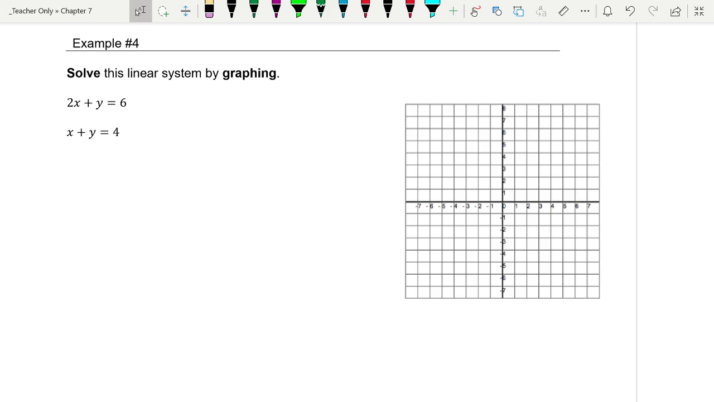Okay, let me try to catch up to you now. 2x. Here's another one where x's coefficient and y's coefficient are both factors of 6. So I know that if I do intercepts, I will get whole numbers. So when x is 0, y is 6. When y is 0, x is 3. So 0 over, 6 up. And 3 over, none up.